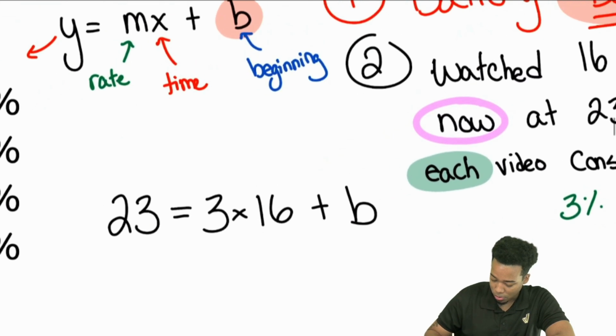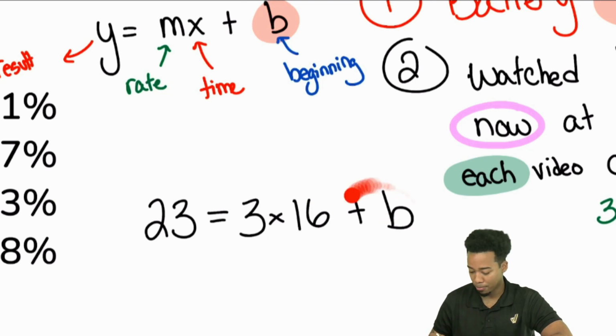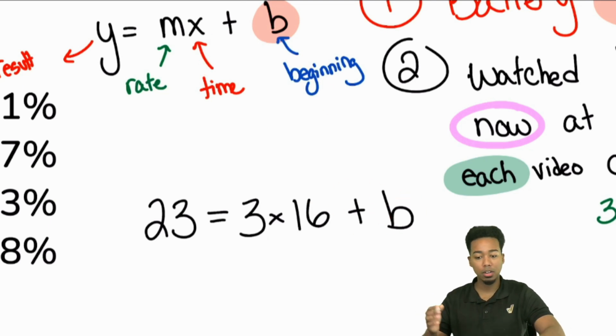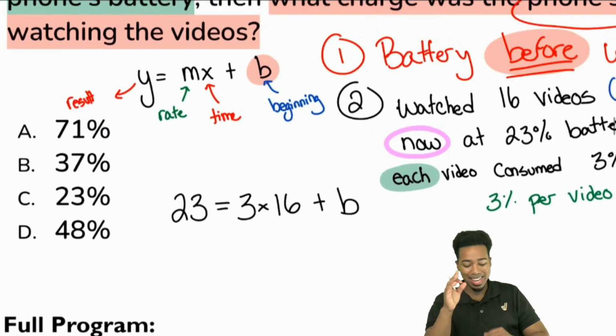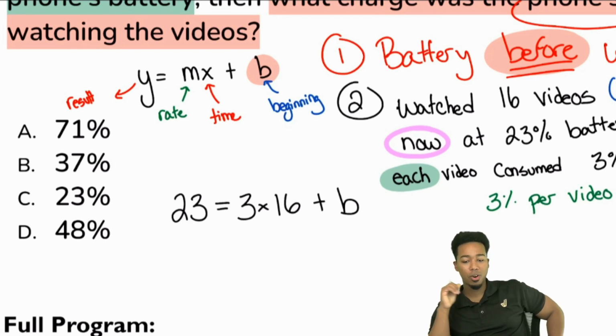So all I've done so far is I've just said, hey, here's where we're at now, 23%. Here's the rate, 3% per video. Here's the X, the timetable, that was 16 videos. We're looking for the beginning. Boom, there's B. I plugged everything in. It seems like I did everything right, but this is actually wrong. Can anybody tell me why this is wrong? Kenny? Yes.